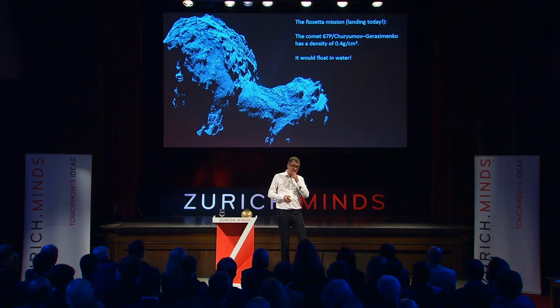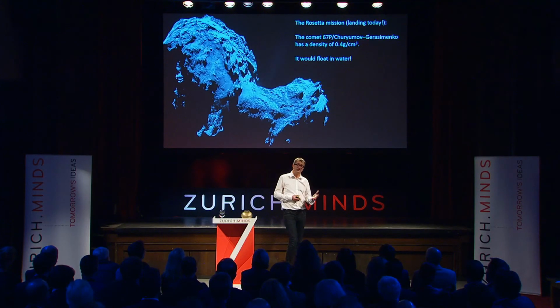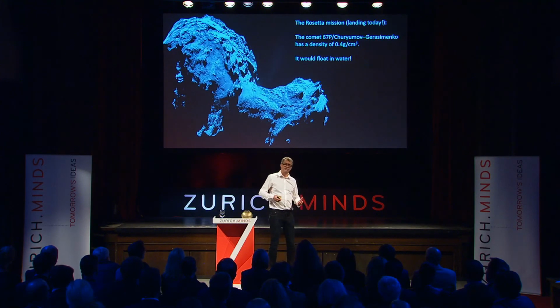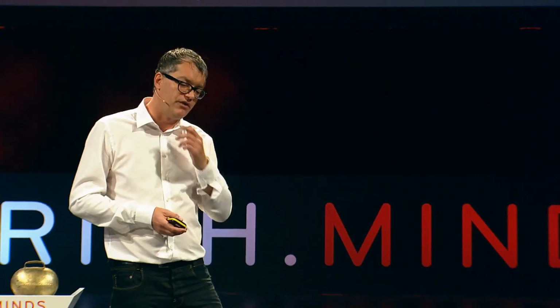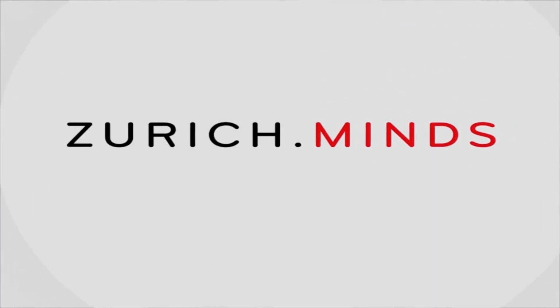And what we've learned already about this giant lump of rock is that it's very loosely dense. It has a density less than that of water. It's the size of Mount Everest, but it would float in the ocean. It's a very porous thing. That's something we've learned already. Perhaps if the lander is successful, then we will learn more about the possible building blocks of life on this object.